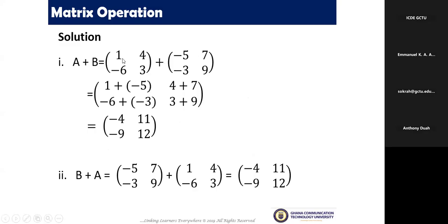So you see A plus B. This is A, this is B. So 1 and -5 are in the same position. So you can add 1 to -5 and get your result. 4 and 7, the same position. 6, -6, -3, same position. 3 and 9, same position. So you can add them. And this is your result.